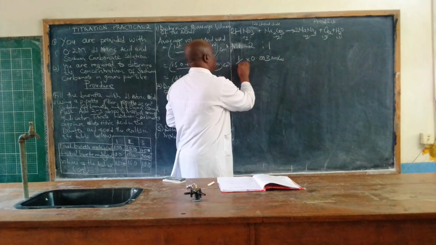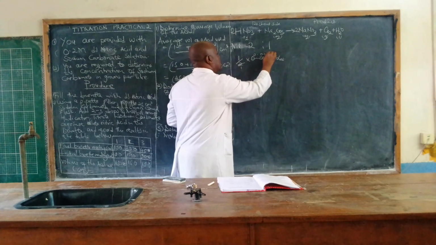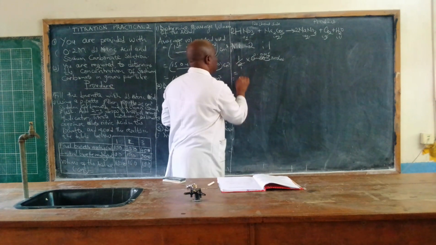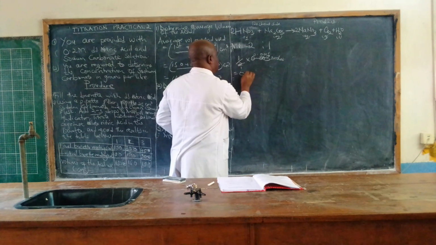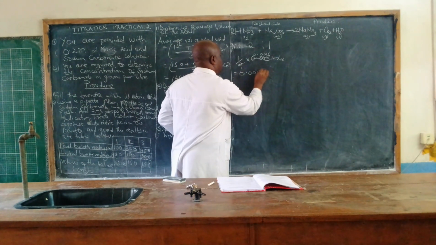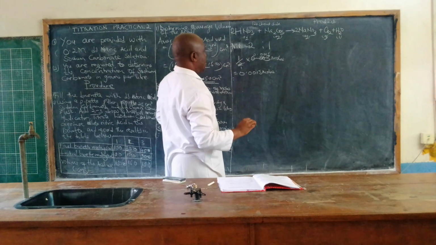So we do our calculation like this. The number of moles of sodium carbonate is equal to 0.0015 moles. So we have answered that question.